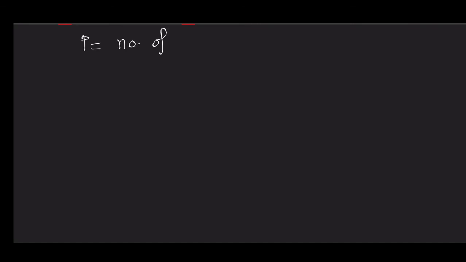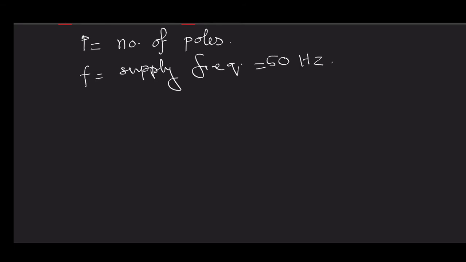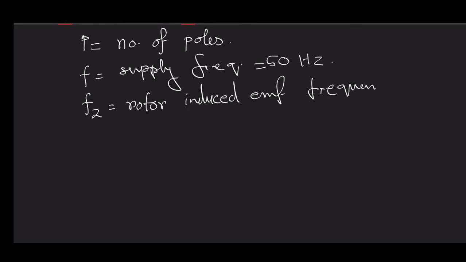P, we know, is the number of poles. Then we have F, that is the supply frequency. In our India it is 50 hertz. Then we have F2, that is the rotor frequency, sometimes we can say this is Fs also.